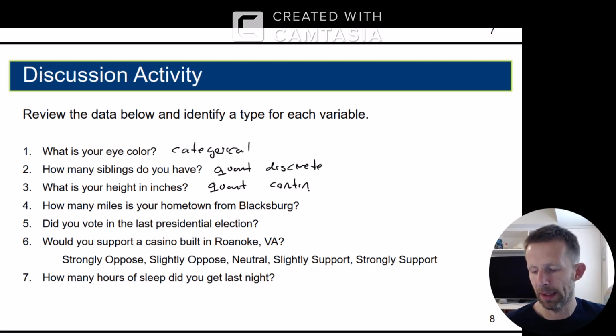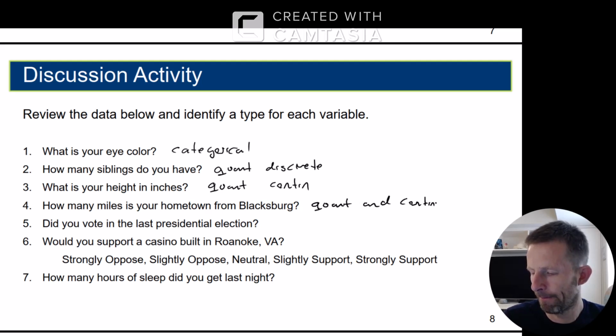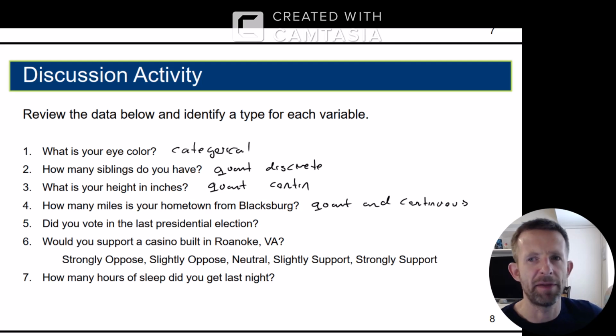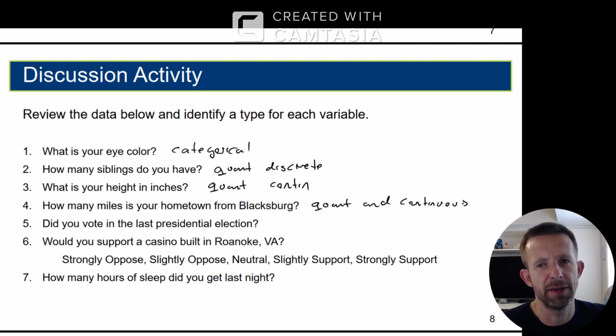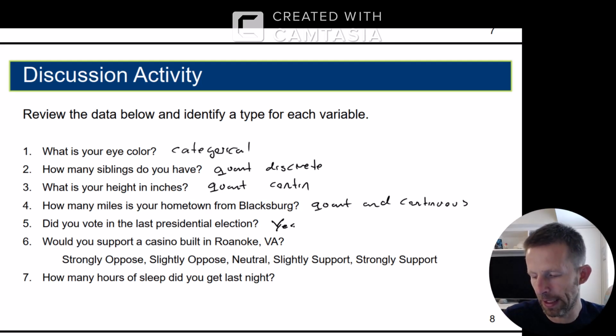How many miles is your hometown from Blacksburg? Again, this would be quantitative and continuous. I could say it's 5.5 miles, or 5 miles and 3/4. Did you vote in the last presidential election? This is a simple yes or no, so this would be categorical.